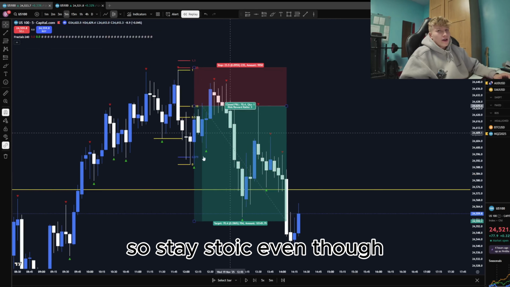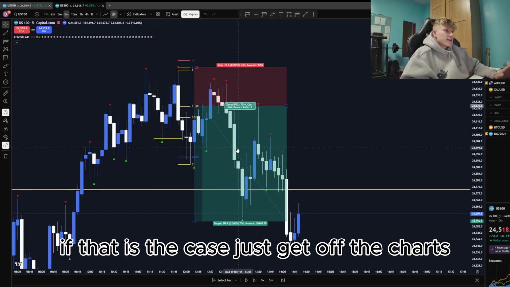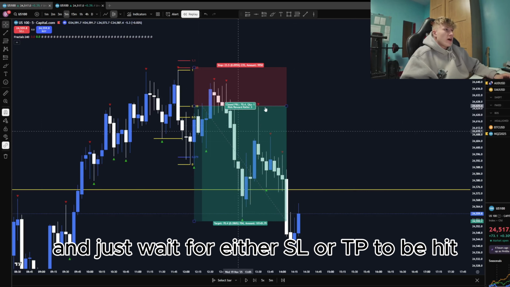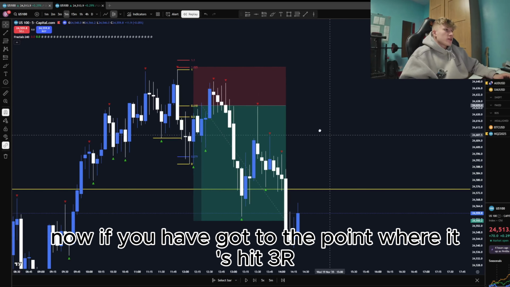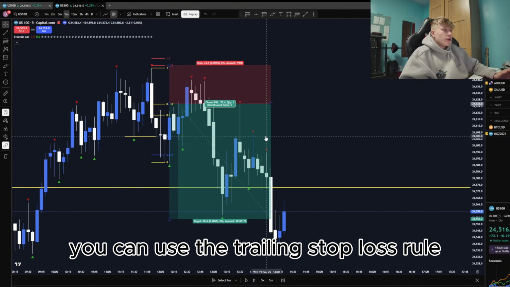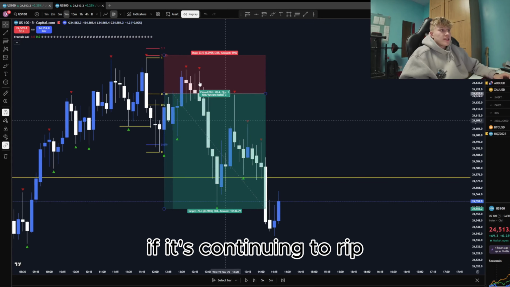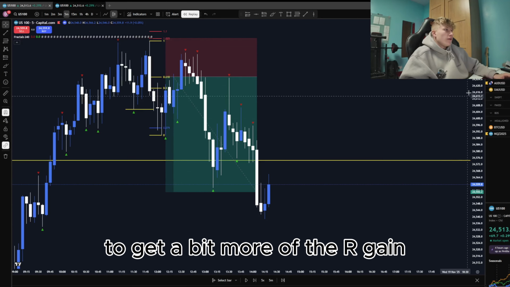So stay stoic, even though it kind of messes with the head a little bit. If that is the case, just get off the charts, don't look at it, and just wait for either SL or TP to be hit. If you have got to the point where it's hit 3R, you can use the trailing stop loss rule if it's continuing to rip to get a bit more of the R gain.